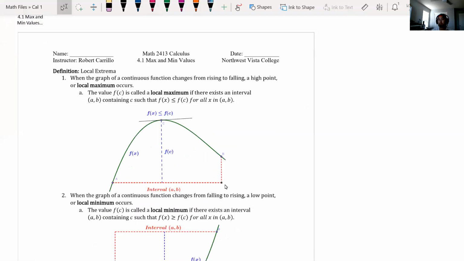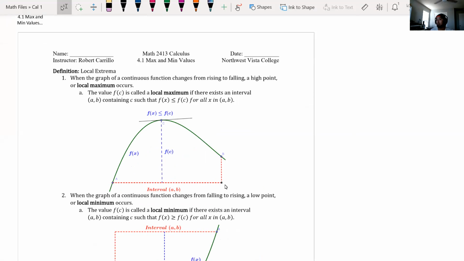Boring, Dad. Okay, so today we have maximum and minimum values, finding maxes and mins. And the first thing we start off with are local extrema. So that is just a fancy word for maximums and minimums.